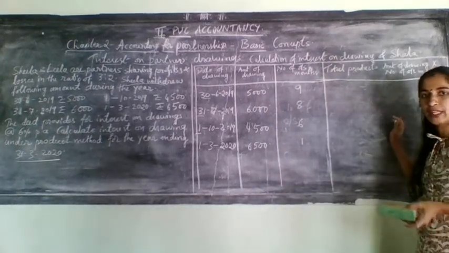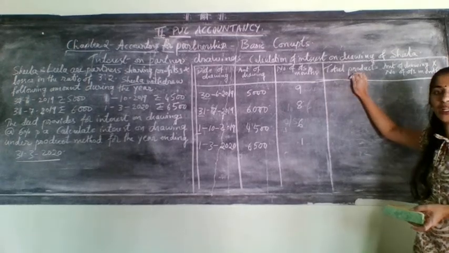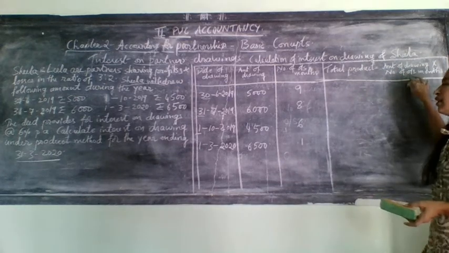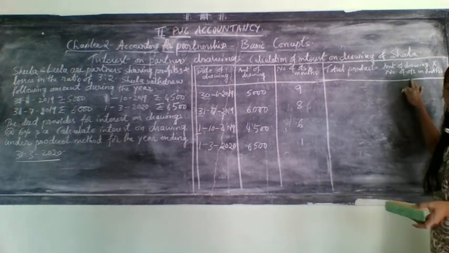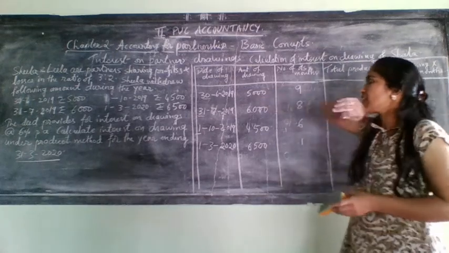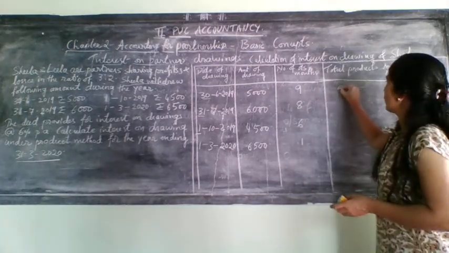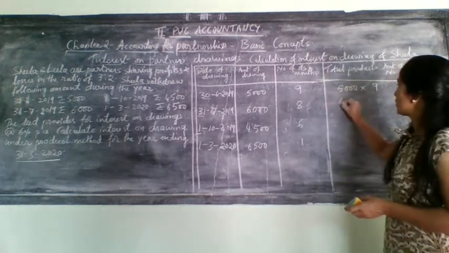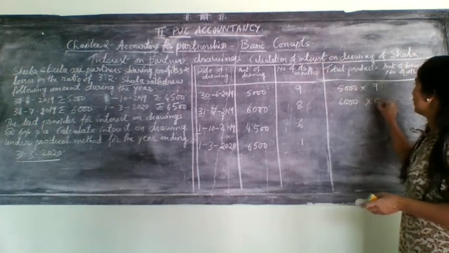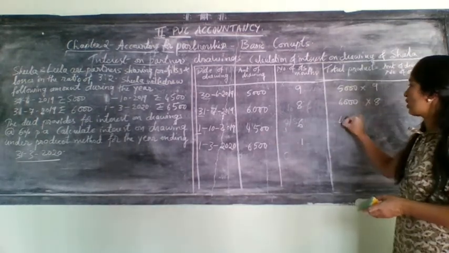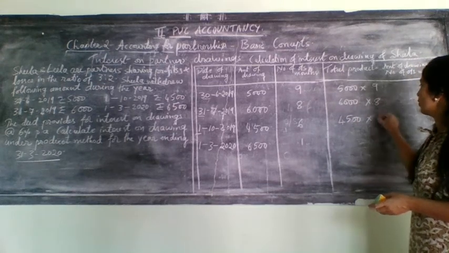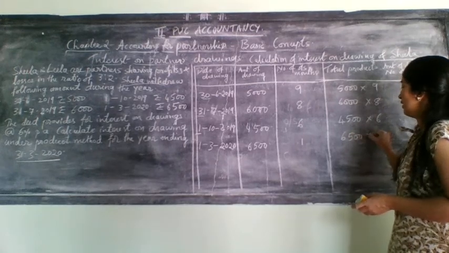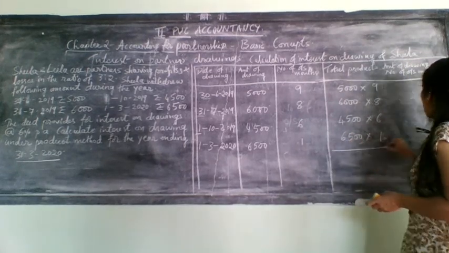Now we'll come to the second part. Here, what do we need to get? Total product. How will we get total product? By multiplying amount of drawing into number of outstanding months. Okay, first one we will take into consideration. What is that amount of drawing? 5,000 into 9. Second one, 6,000 into 8. Next one, 4,500 into 6. Last one, 6,500 into 1. Now, do it in your calculator.